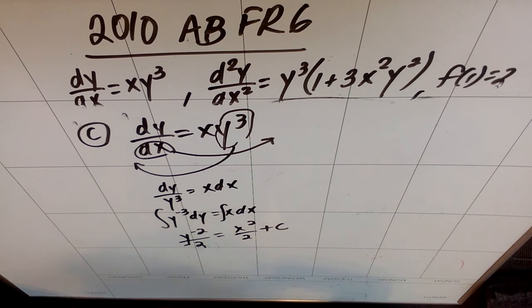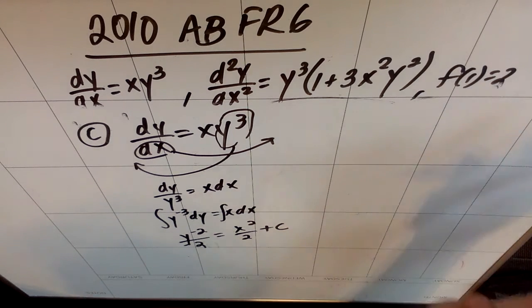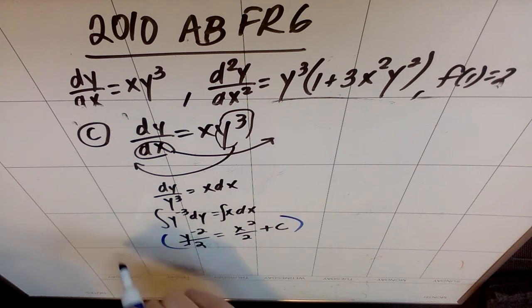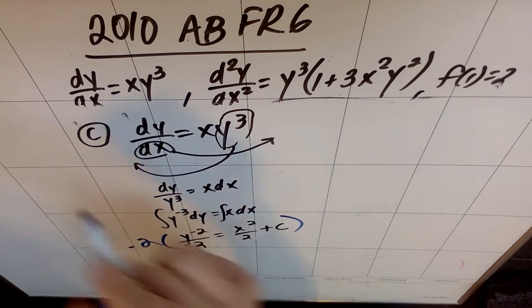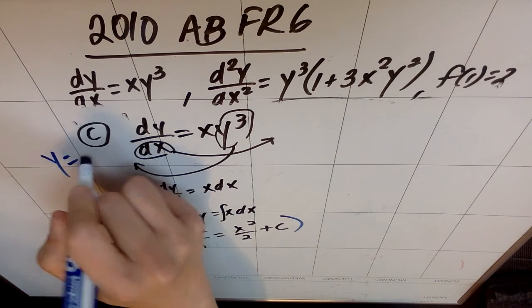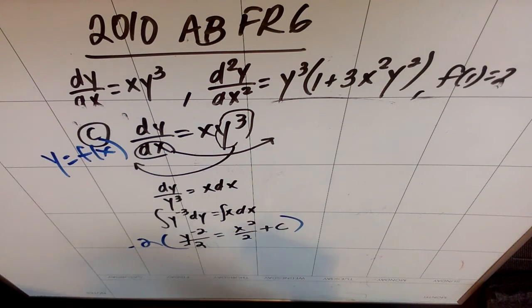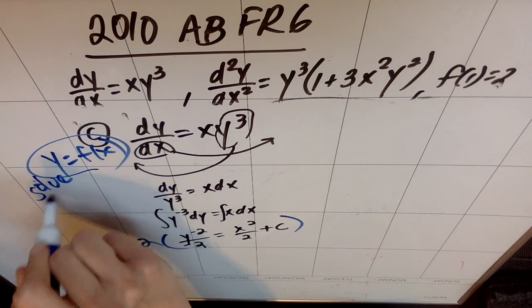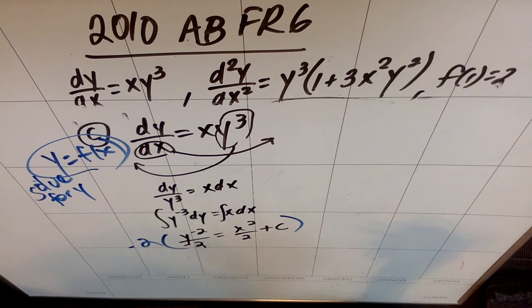Now, at this point, I don't usually solve for c. You could plug in 1, 2 and find c right now. I usually manipulate my equation a little bit first. So what I'm going to do is multiply this entire thing by a negative 2 to start solving for y. Oh, it is worth noting that in part C, they did that thing where they said y equals f of x. We've seen that before. This is code for solve for y, right? Solve for y, right? So be careful that they're saying solve for y.